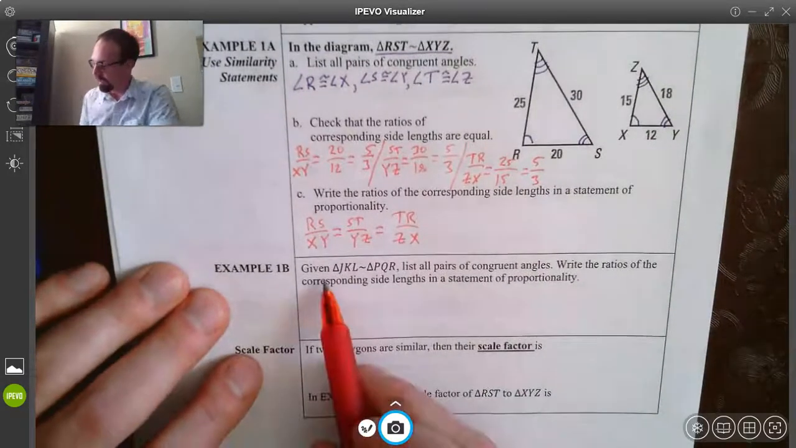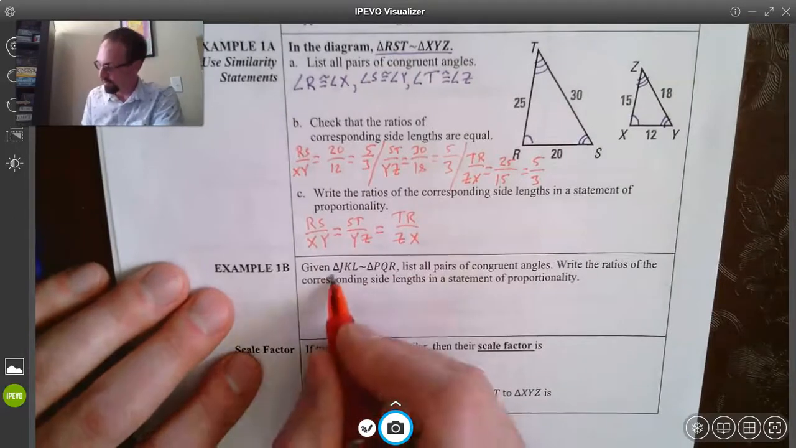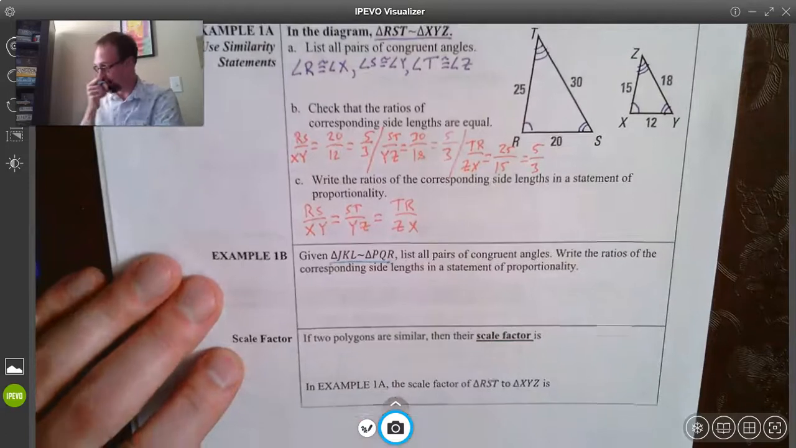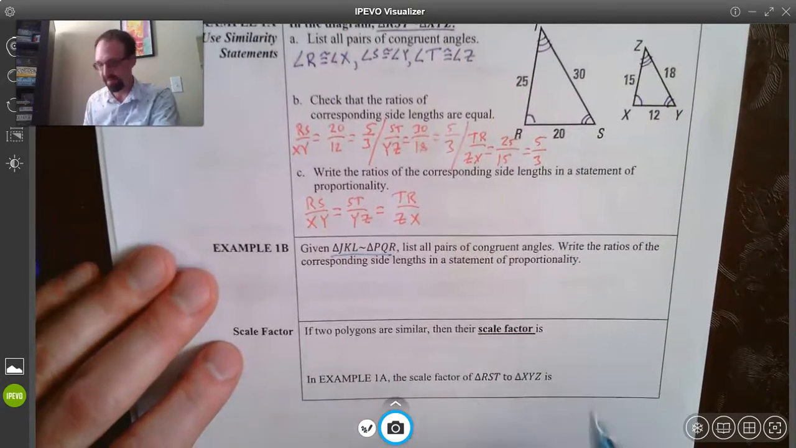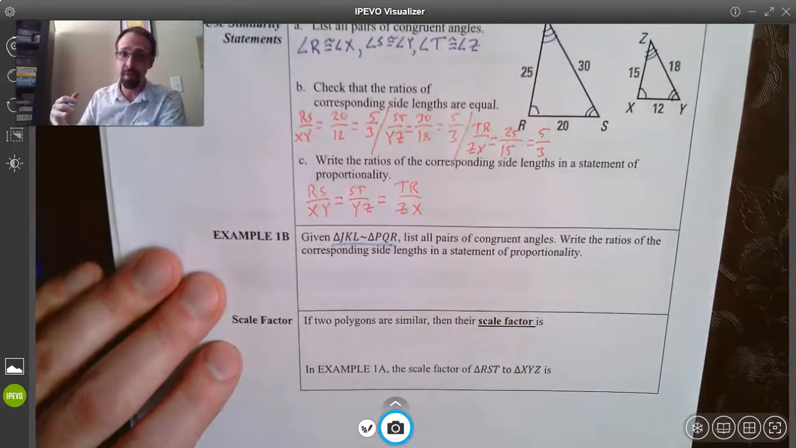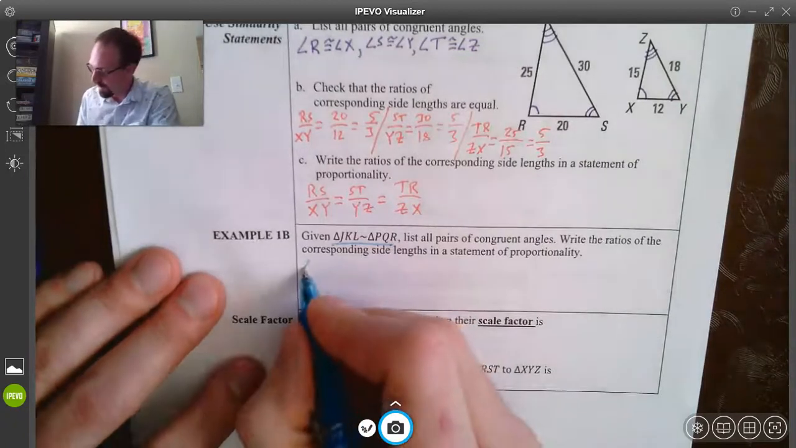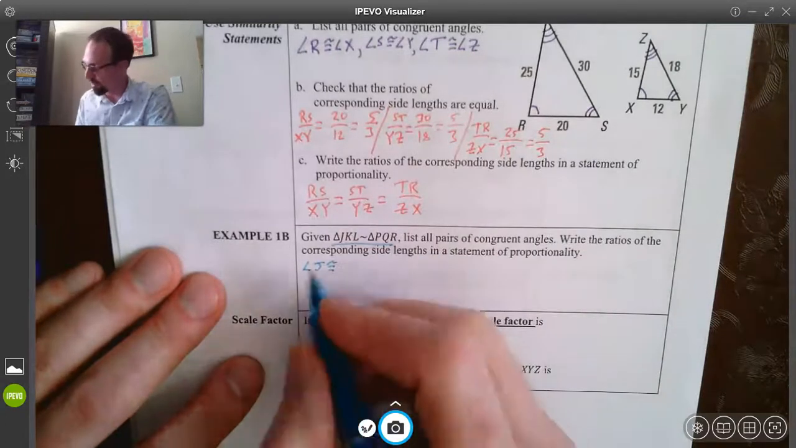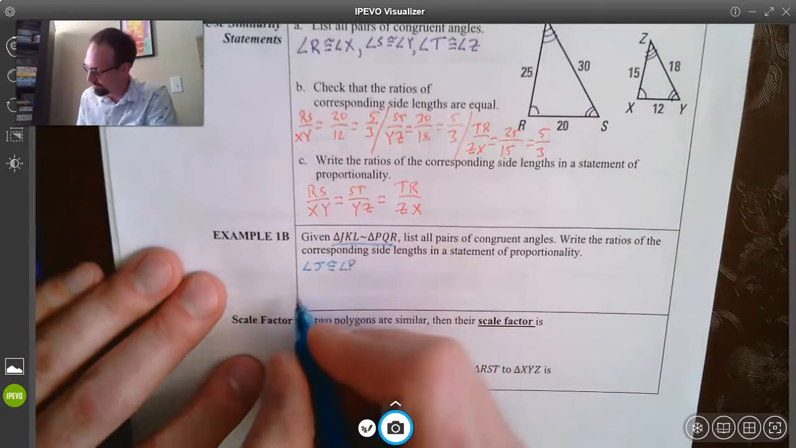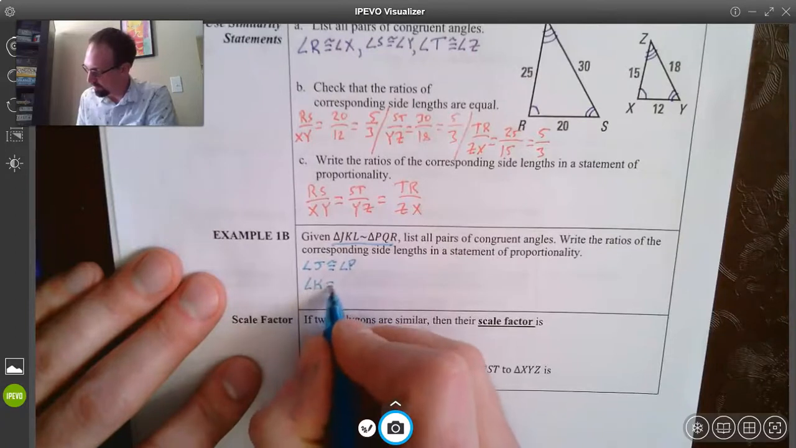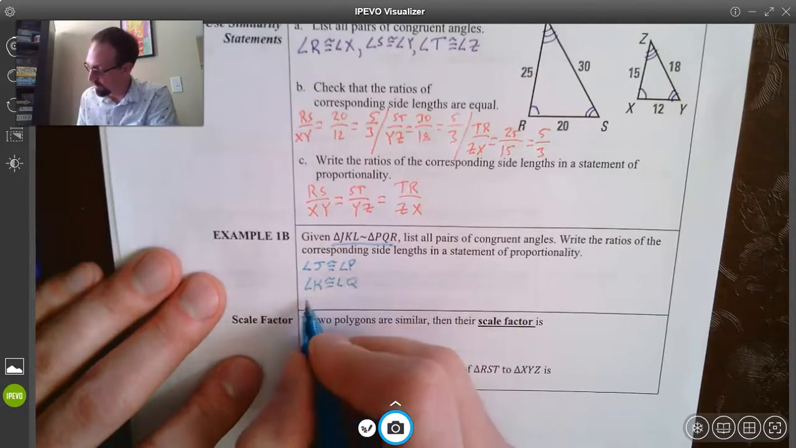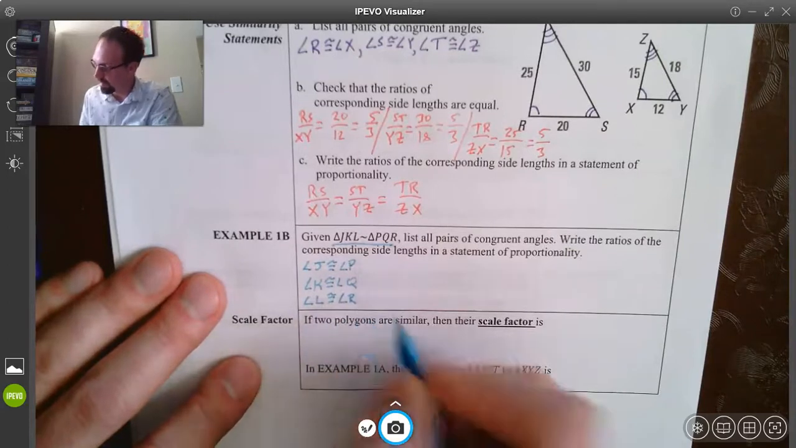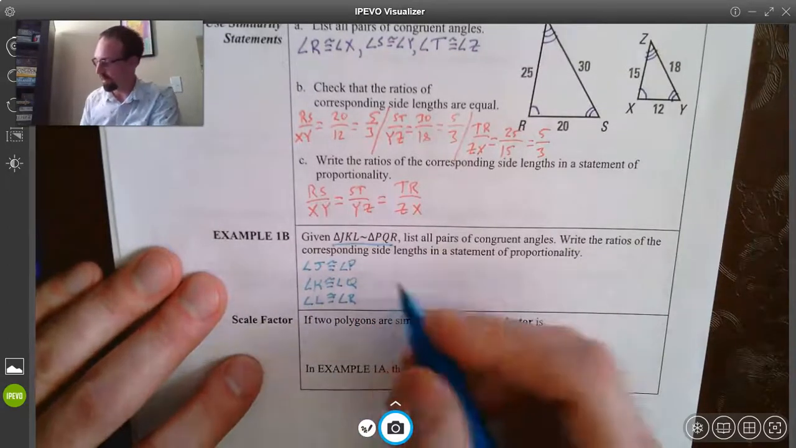Here we have, given these 2 triangles that are similar, list all pairs of congruent angles and then write the ratios in a statement of proportionality. So I know already that they're similar. I know that angle J is going to be congruent to, remember angles are congruent in similar triangles, angle P. I know that angle K is going to be congruent to angle Q. I know that angle L is going to be congruent to angle R. Now I know that all of these side lengths also have to be proportional.